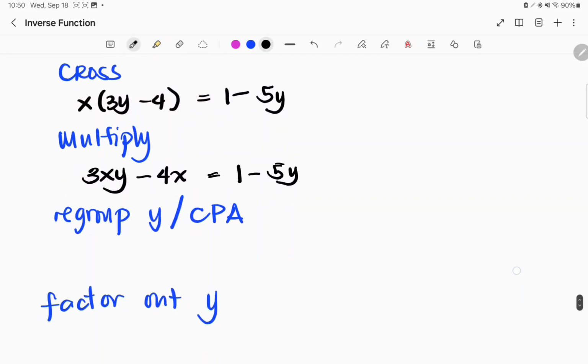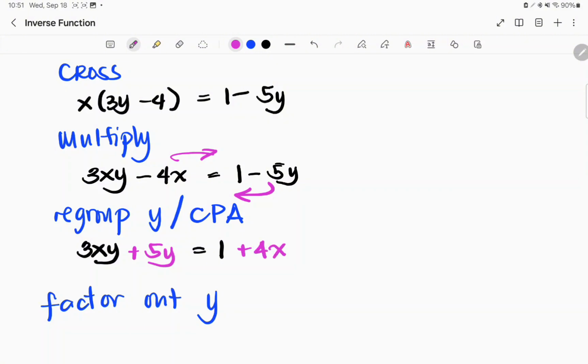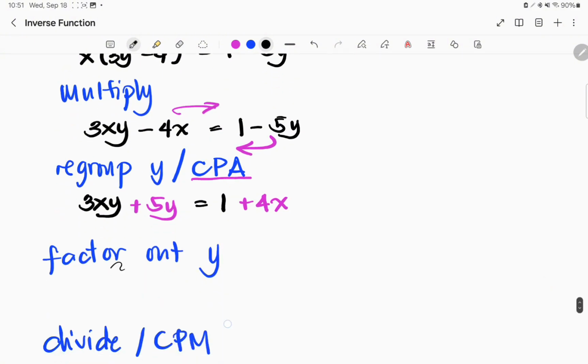And after that, regroup all y. All y should be written on one side of the equation. So I am going to write it on the left side of the equation. So my 3xy will retain here, and I have to move my negative 5y, it will become positive 5y. That is equal to what is left on the right side, 1, and then my negative 4x will become positive 4x on the right side of the equation. So that is also the same way with commutative property of addition. So let's continue. We have now 3xy plus 5y is equal to 1 plus 4x.